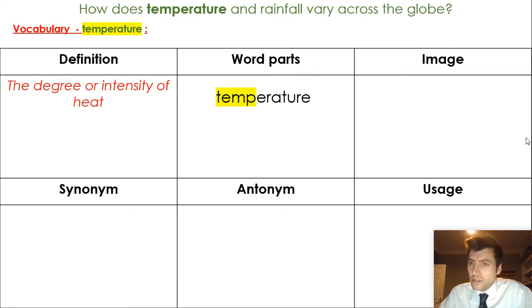Now, I'd like you to complete the section which looks at the image and the usage and the antonym for temperature, but a similarity, a synonym, is hotness. So those 3 sections which are incomplete on your vocabulary grid, I'd like you to complete them just to consider how you could understand or how you could explain to somebody else what the word temperature means.